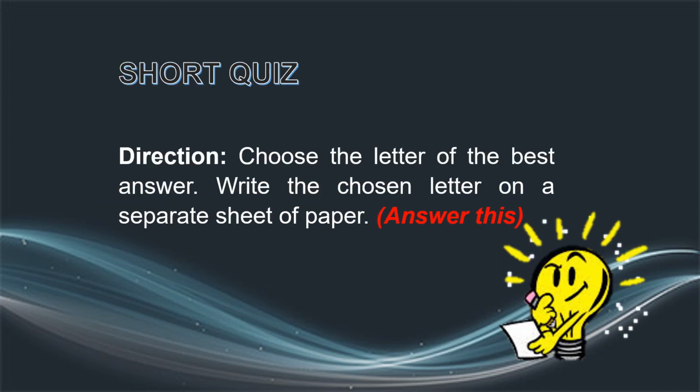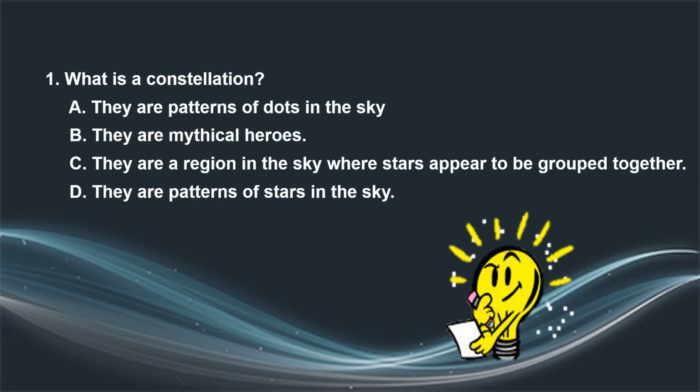Now you are ready for our short quiz. Direction: choose the letter of the best answer. Write the chosen letter on a separate sheet of paper. Let's start. Number 1. What is a constellation? Letter A. They are patterns of dots in the sky. Letter B. They are mythical heroes. Letter C. They are regions in the sky where stars appear to be grouped together. Letter D. They are patterns of the stars in the sky.